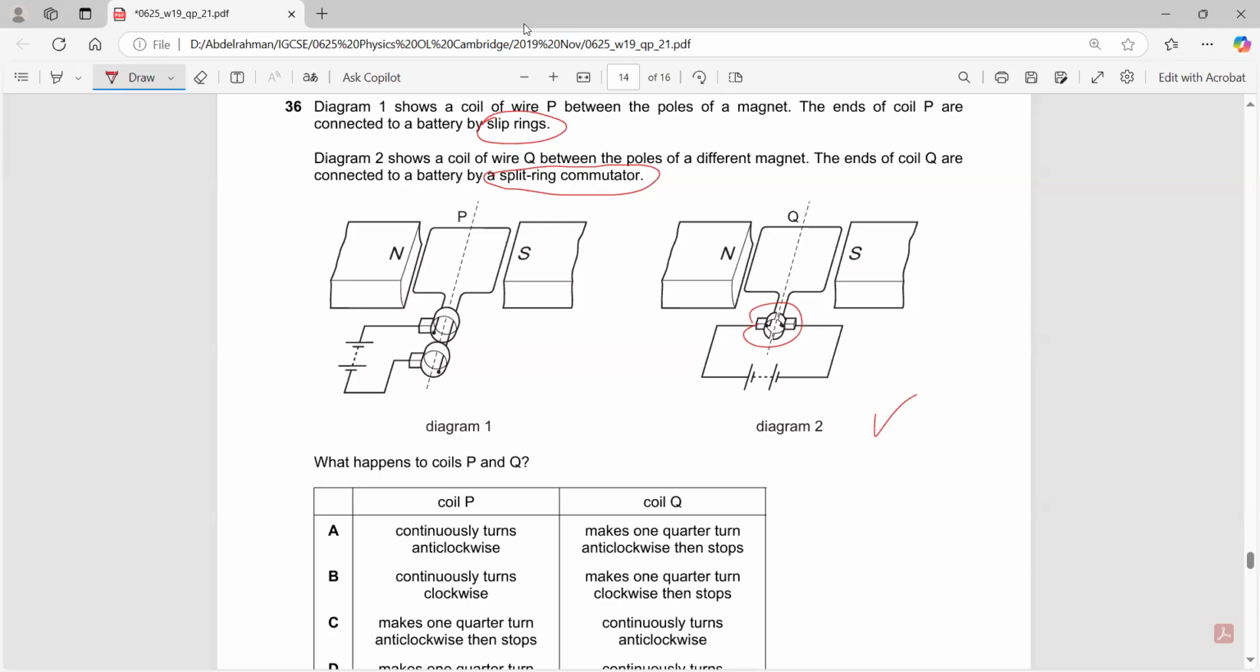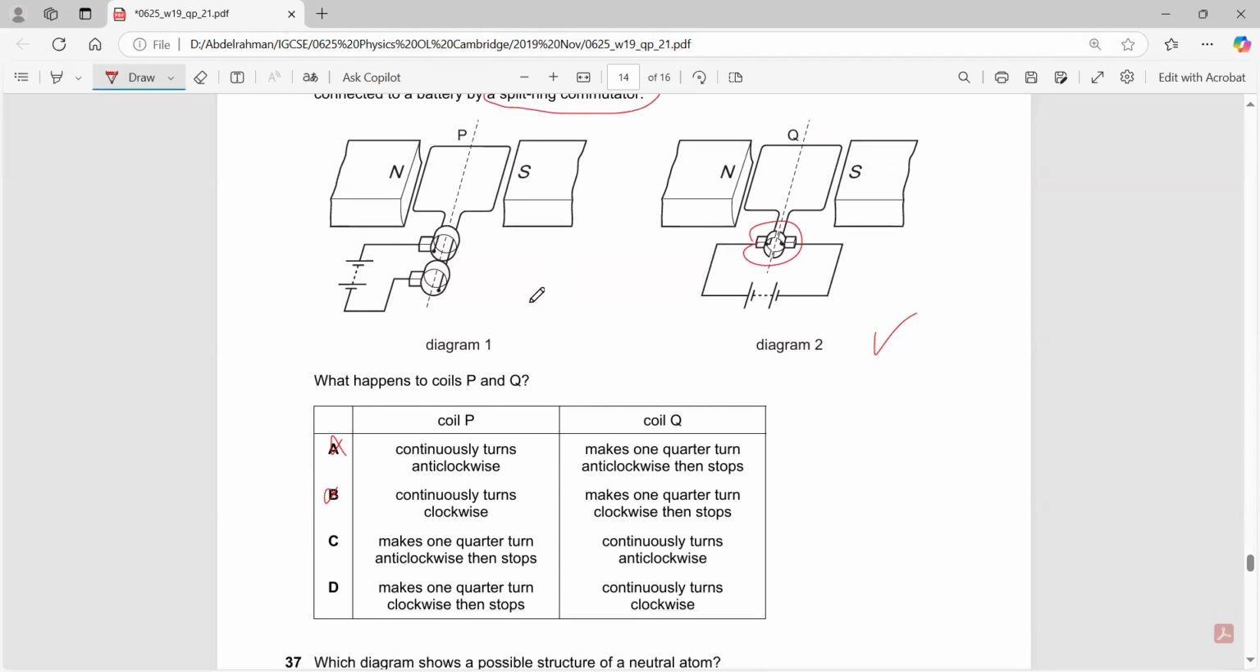So A and B are wrong. Why? Because it will not rotate continuously. It will only rotate for a quarter of a rotation. So definitely, if you want it to rotate in a continuous motion, a continuous cycle, you need a split ring commutator, such as in diagram 2.